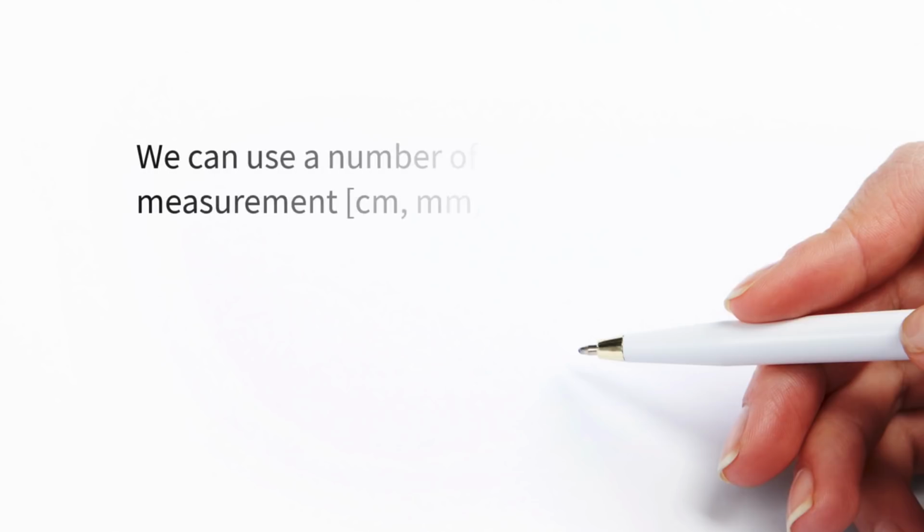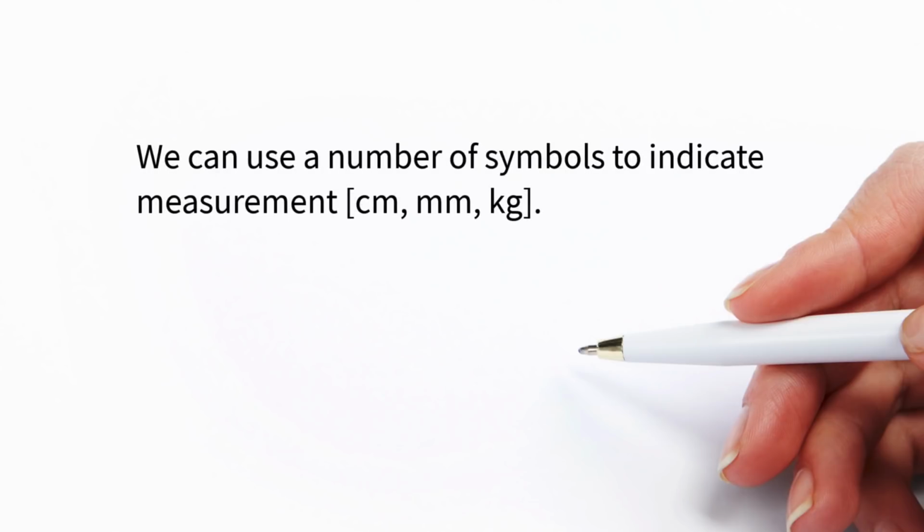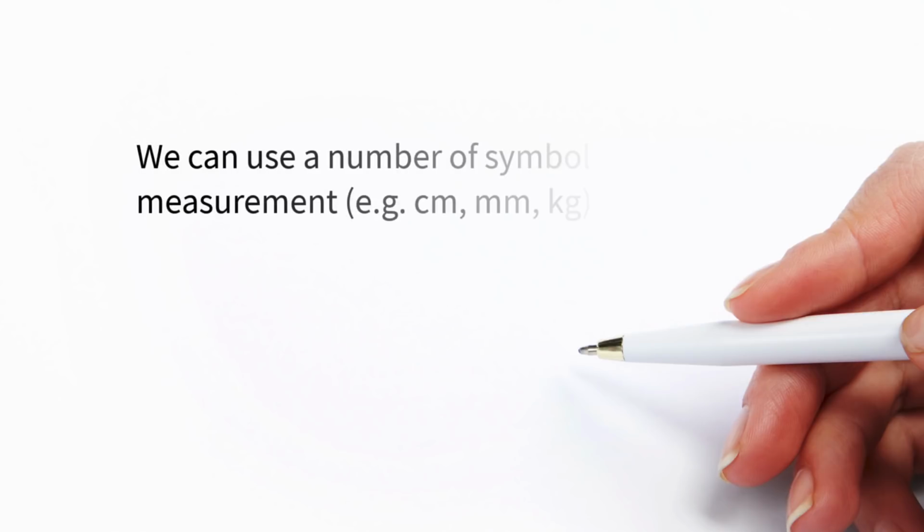Now let's look at this sentence. We can use a number of symbols to indicate measurement. Centimetres, millimetres, kilograms. Is this an example, or are we saying the same thing? If you said example, ding ding, you're correct. Because it is an example. We're not saying the same thing. We're giving additional information. So there we have it.